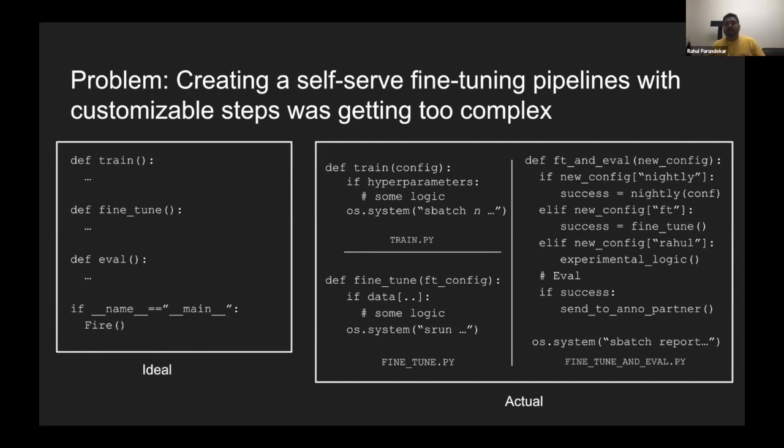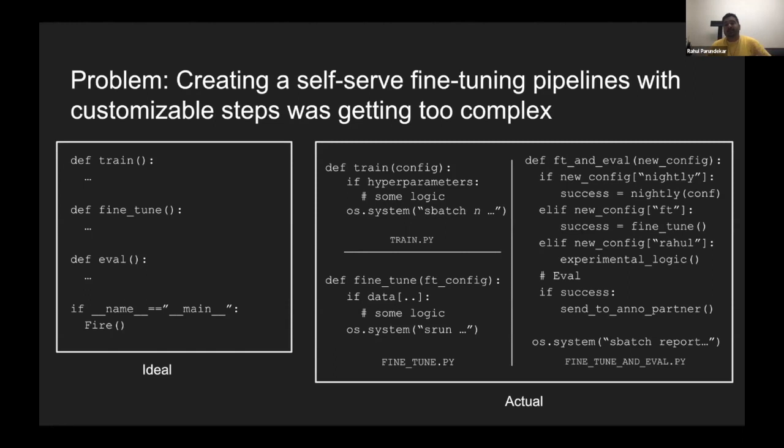But in practice, depending on who came in at what time in the company, there was a training file that loaded a config, which might have some hyperparameters, set some logic, and then call the Slurm sbatch command to run the job. In fine-tuning, you have another different config file, and then if the data was in some way, you do some processing and run that job.